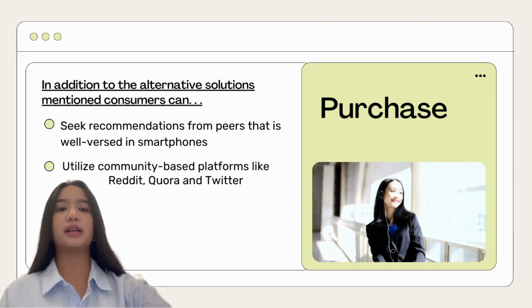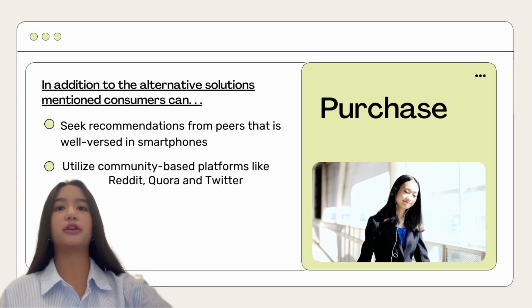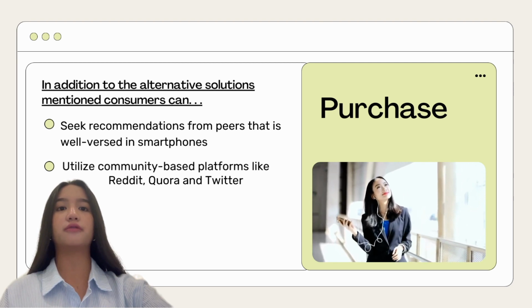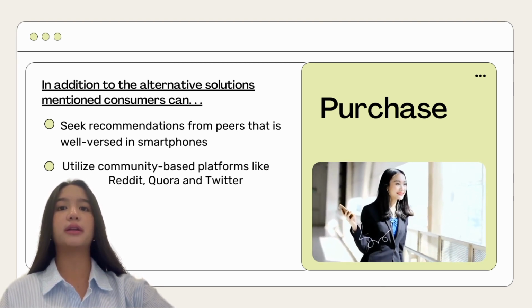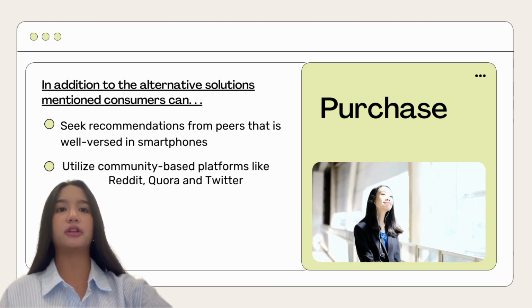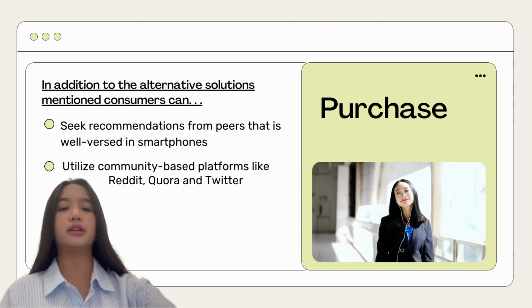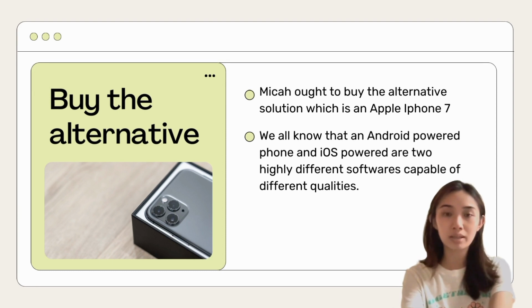With this, they can access a diverse range of perspectives and better understand the pros and cons of different smartphone models. Through these methods, they can make an educated purchase decision and find an alternative to the phones that suits their needs and preferences. To make it more clear, since it was first mentioned that Samsung is Micah's significant purchase, now Micah ought to buy the alternative solution, which is the Apple iPhone 7.